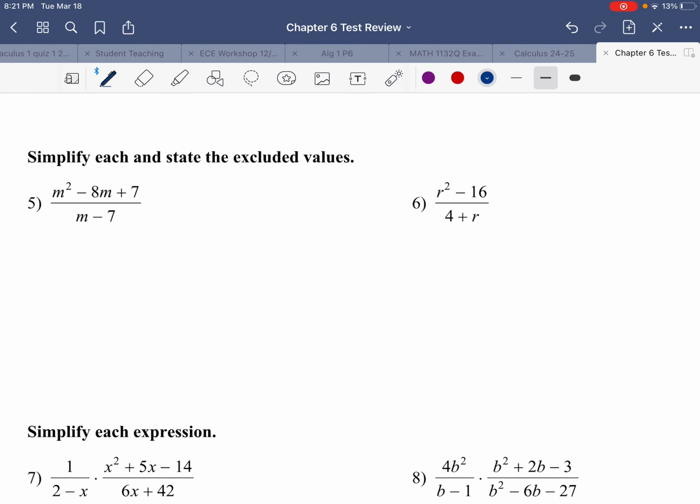This one says simplify each and state the excluded values. So for here, this is almost like looking at the domain from before. Right now, I just want you guys to simplify. On the actual test, I'm not going to have you state the excluded values.